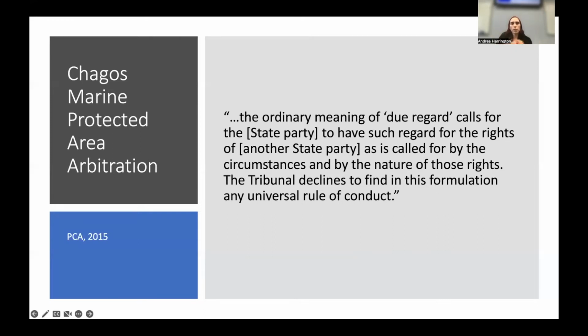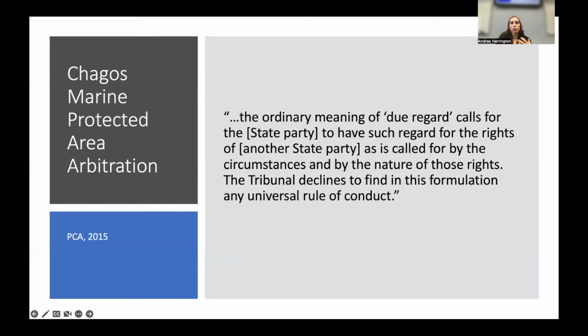So the quote says, the ordinary meaning of due regard, again, ordinary meaning ties back to those rules of treaty interpretation, calls for the state party to have such regard for the rights of another state party as is called for by the circumstances and by the nature of those rights. The tribunal declines to find in this formulation any universal rule of conduct. So to unpack what that means, first of all, you take it on a case-by-case basis.